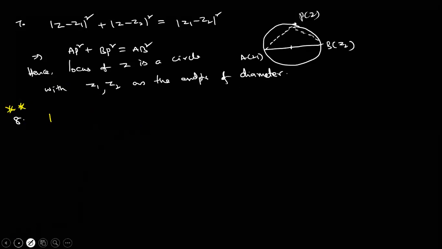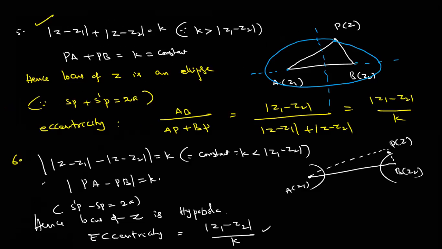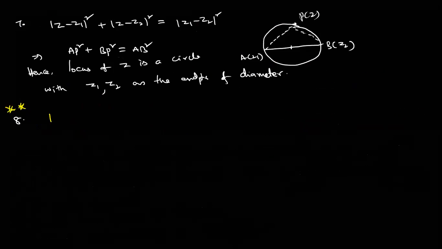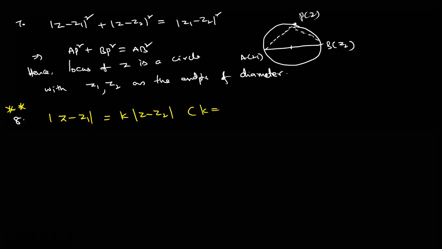Previous one, the sixth and fifth, we use in very rare cases. But the 8th one is compulsory for questions. Z minus Z1 is equal to K times Z minus Z2. In brackets, K must not be equal to 1. If K is equal to 1, what happens? Therefore, locus of Z is a circle. That's the meaning.